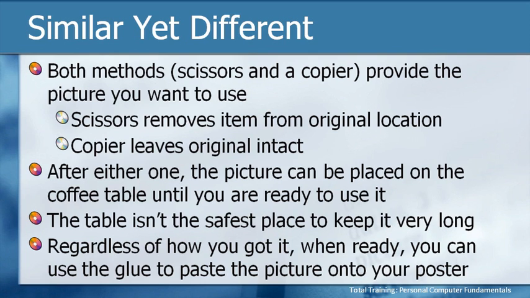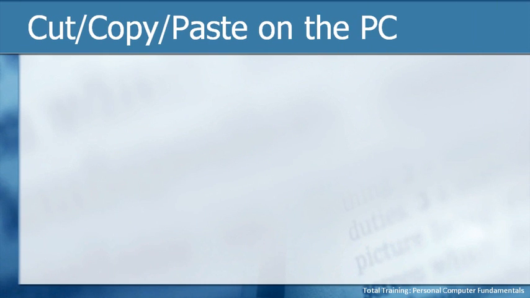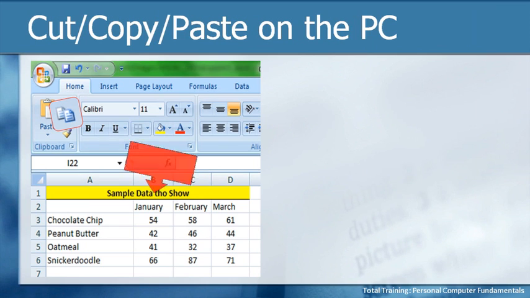So why am I talking about party posters and cleaning up my coffee table? Well, because this directly relates to probably one of the most common universal skills you can use on a computer. And that is the concept of cut, copy, and paste on the PC. Let's use a little bit of a different analogy here. Now we're actually going to go onto the computer.